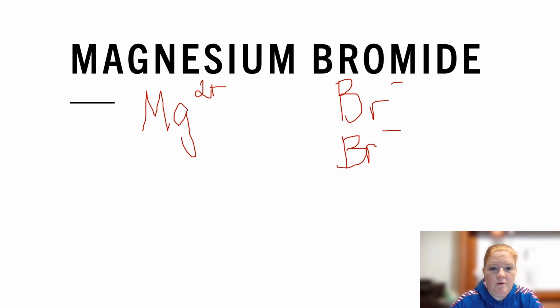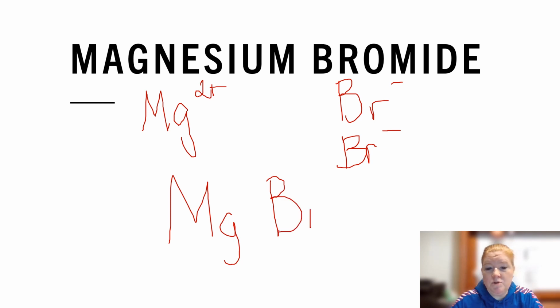So when I write the formula, I write MgBr, then I look for subscripts. Remember, I'm not looking at charges, I'm looking at how many I have. So Mg, I have 1. I don't write 1s as subscripts in formulas, but I have 2 Brs. So I put a 2 here. There we go.